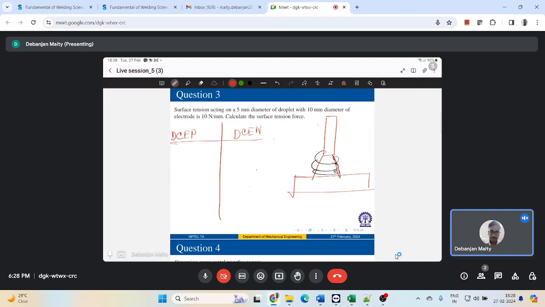What is there in straight polarity? In straight polarity, we say the electrode is negative, right? So this is straight polarity, and this is reverse polarity, right? So in reverse polarity, you are connecting your workpiece to negative and electrode to your positive end.